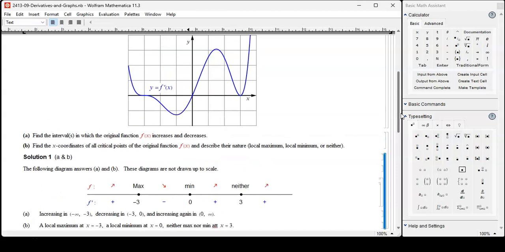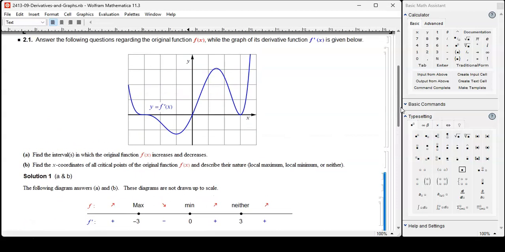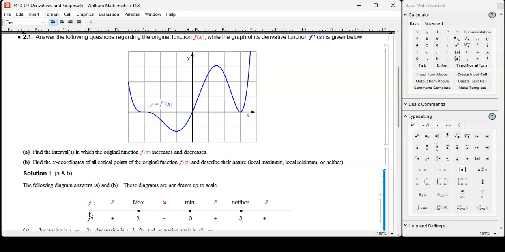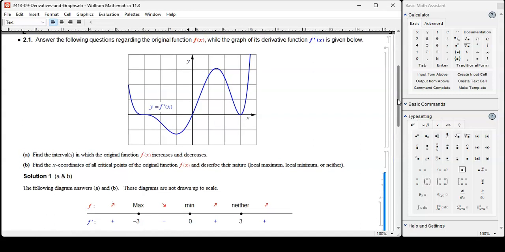Well, in my opinion, the best method is the diagram method. Draw a diagram kind of like this, hypothetical x-axis, and then mark the x-coordinate of the critical points, or critical numbers. X equal to -3 right here, x equal to 0 there, x equals to +3 there.